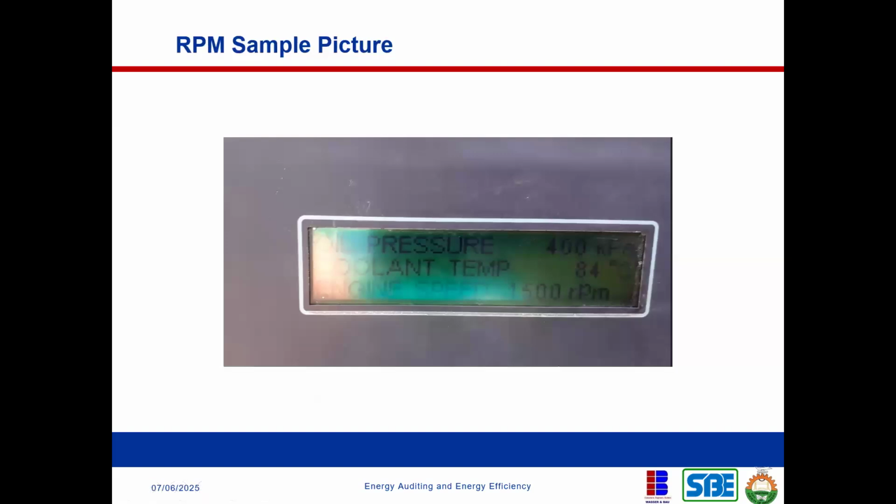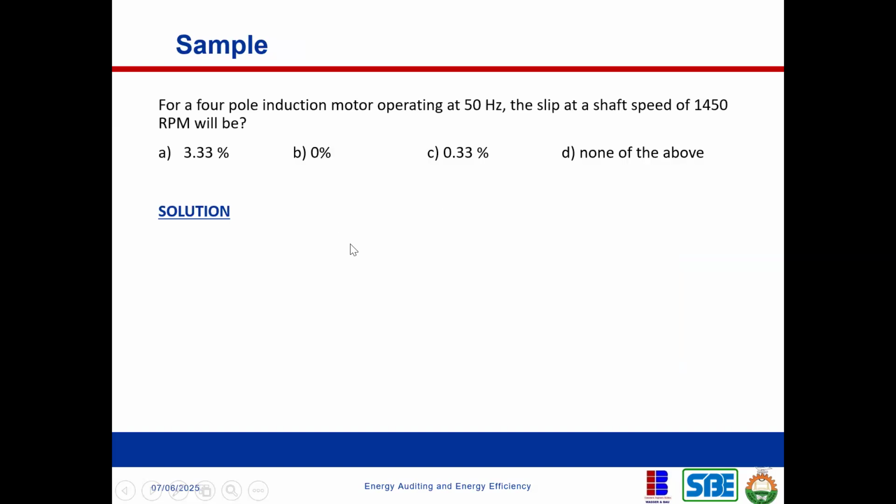But before that, I just want to show you this picture from the generator I showed to you the other time. If you look at this generator, you can actually see the RPM, the engine speed. So some of these you can even see from the generator. This is an engine speed. You can see 1500 RPM. So let us look at a sample question here.